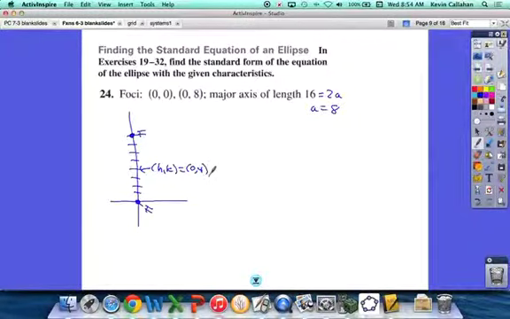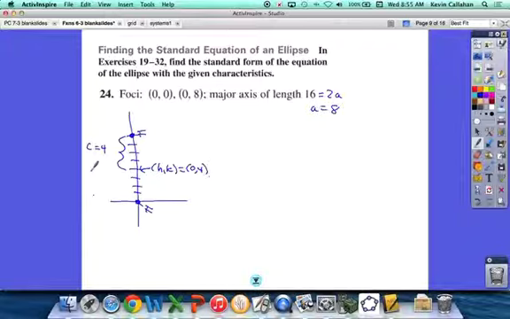Okay, so what distance did they just tell us then? Now that we know that, what does that distance represent? Nope. a is the distance from the center to the vertex. This is the distance from the center to the focus. c is the distance from the center to the focus, right? So c equals 4. Okay. Now, we don't need c. We need b. How am I going to find b?